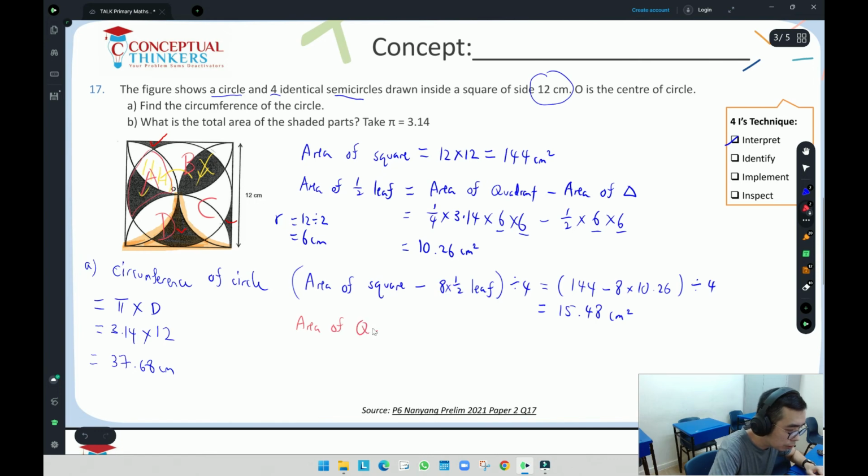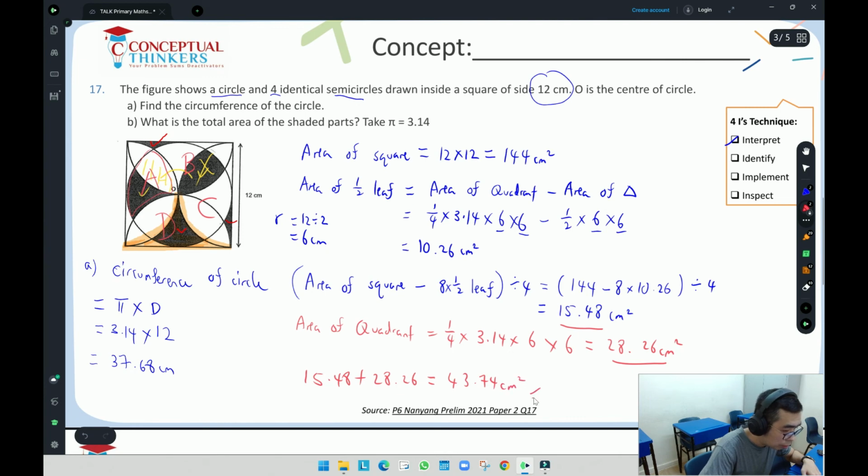Okay, so what we actually need to do is just to find the area of quadrant. Area of quadrant will be equal to 1/4 times pi is 3.14 times radius will be 6 times 6. So this will give me 28.26 cm square. Okay, so lastly we just need to add the area that we have calculated. So we have this to add in and this to add in. So we take 15.48 plus 28.26. So I will get 43.74 cm square as the answer for the total shaded area.